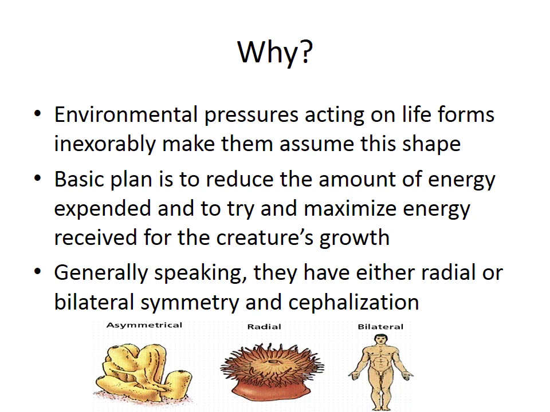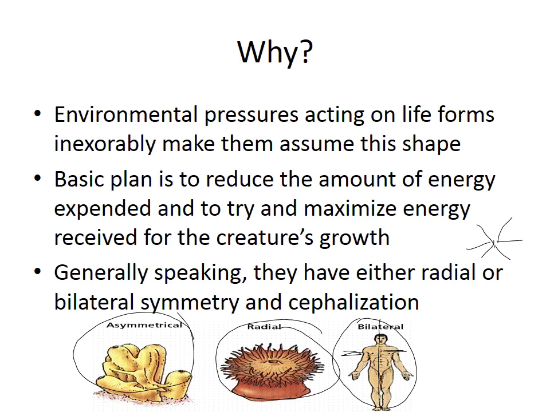Generally speaking, body plans are either radial, which means they have symmetry in a radial direction, like this, or they have bilateral symmetry, which is us, because you can actually cut us down the center. This side is exactly the same as this side. Or they can be totally asymmetrical. And those would be very low forms of life.